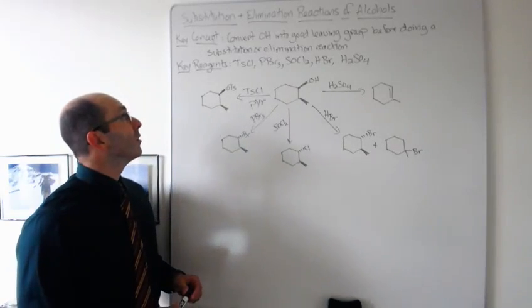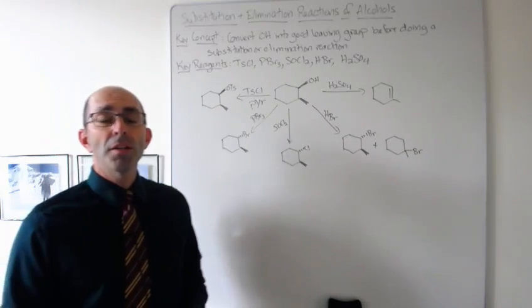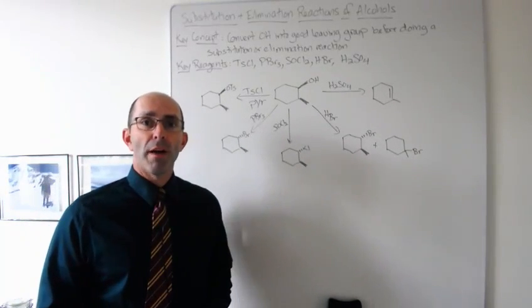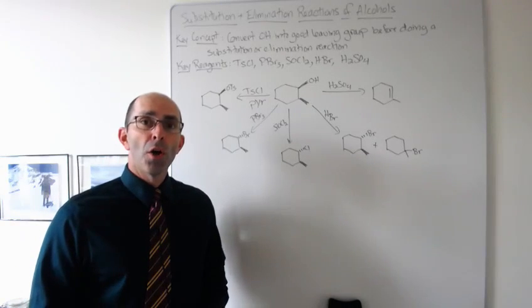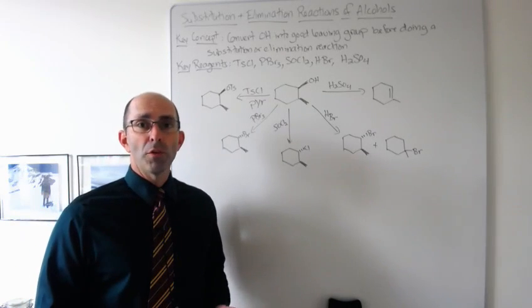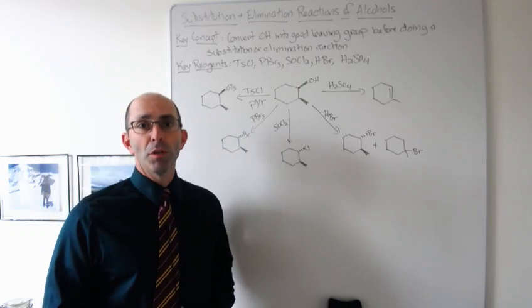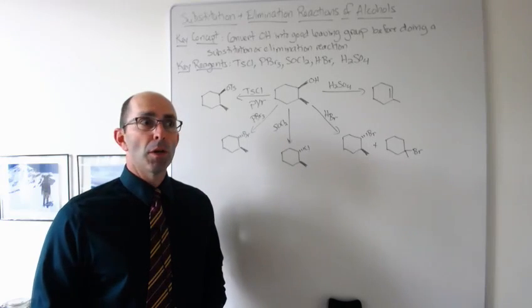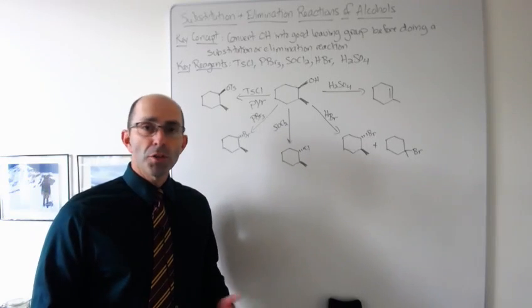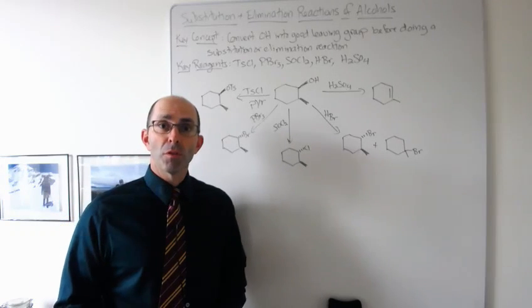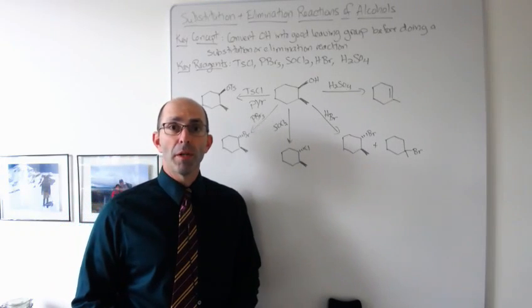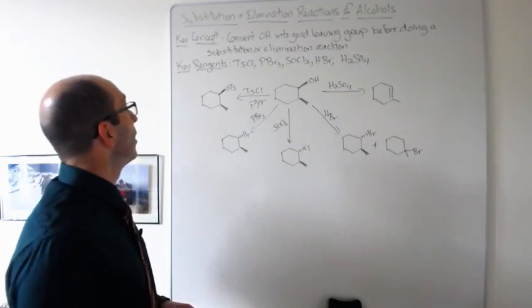So the key concept that we're thinking about with reactions of alcohols in substitution and elimination is that we need to turn OH, which is a poor leaving group because it would leave as OH minus, into a good leaving group. We need to turn it into water, turn it into some other leaving group that's going to be able to leave so that we can then do a substitution or elimination reaction on that.